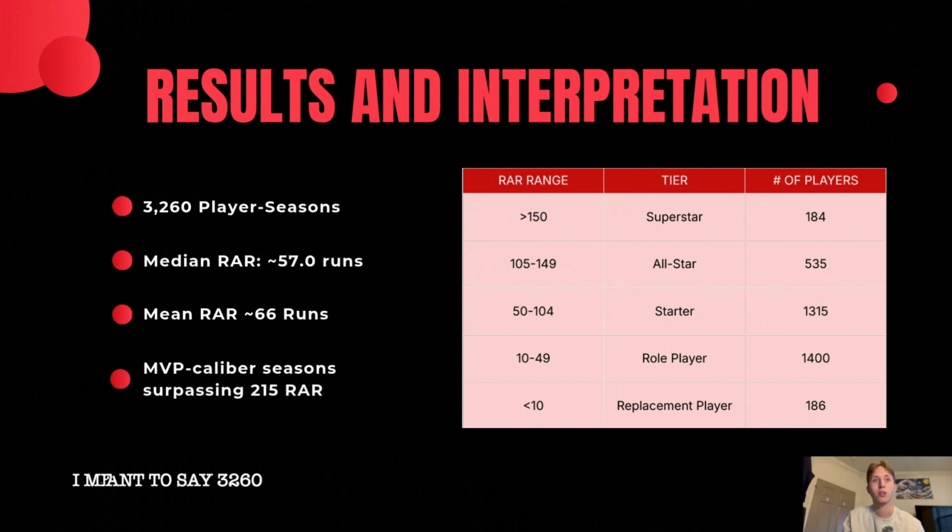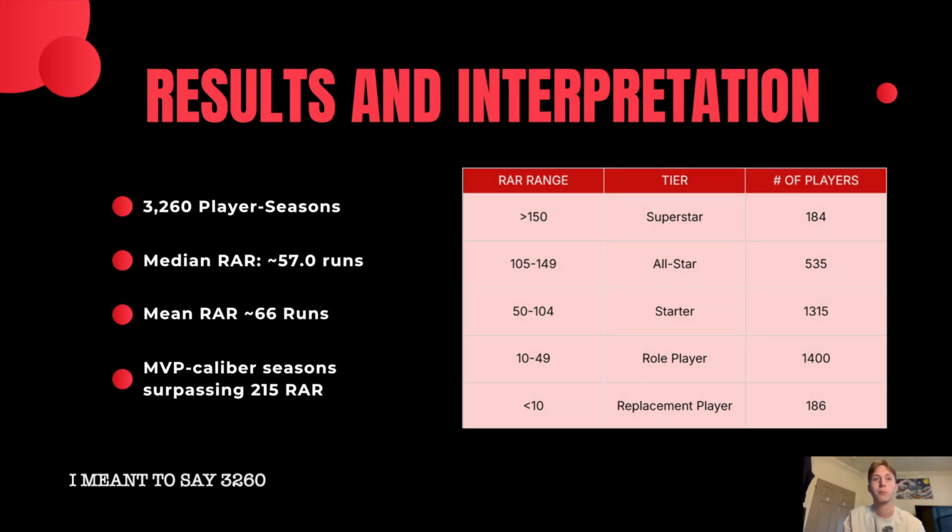After applying this model to 3,620 player seasons with over 100 plate appearances from 2016 through 2024, and excluding 2020, we get a right-skewed RAR distribution, which we expect. We see the mean is approximately 66 runs, the median is approximately 57 runs, and at the top end, you have your MVP caliber seasons passing 215 RAR.